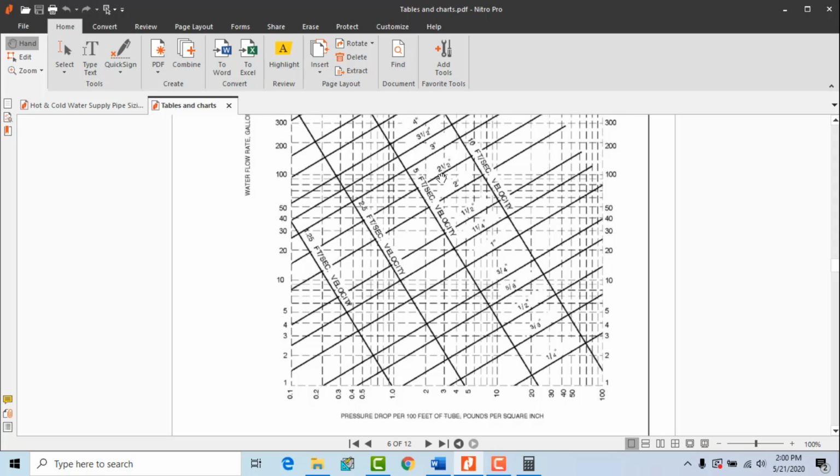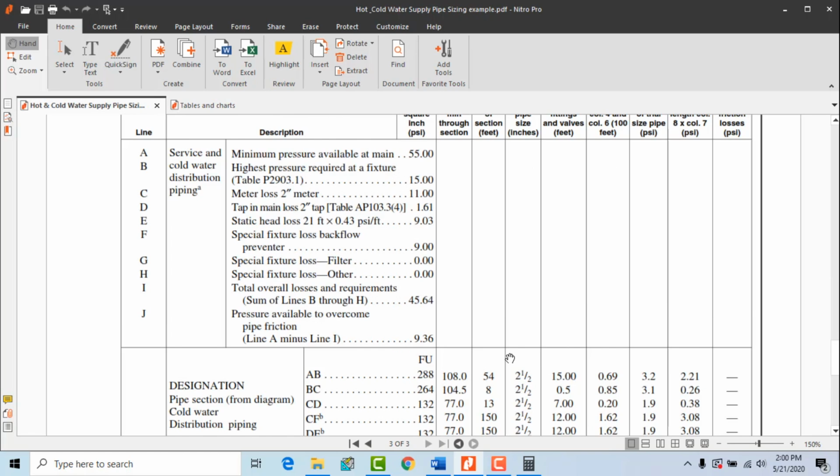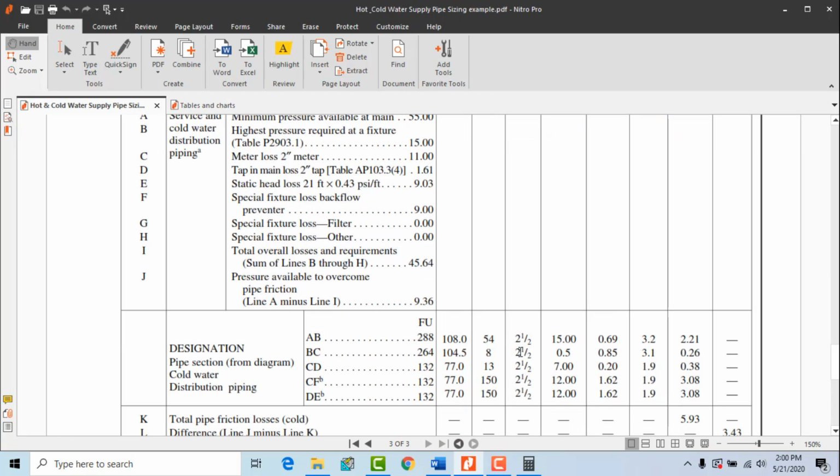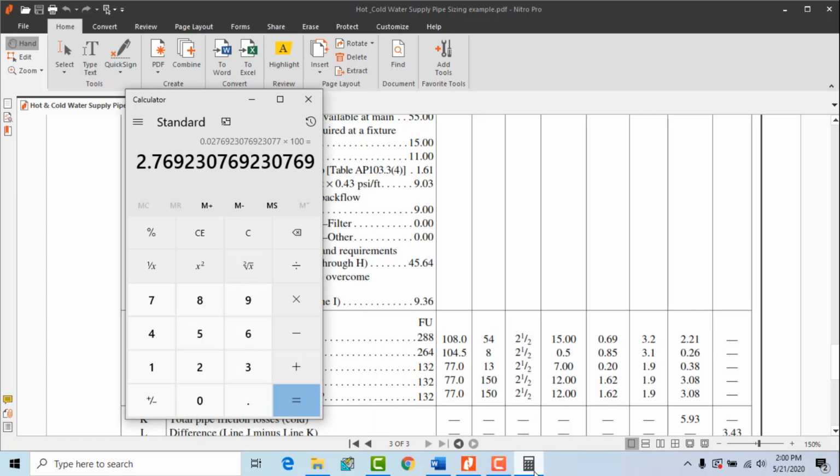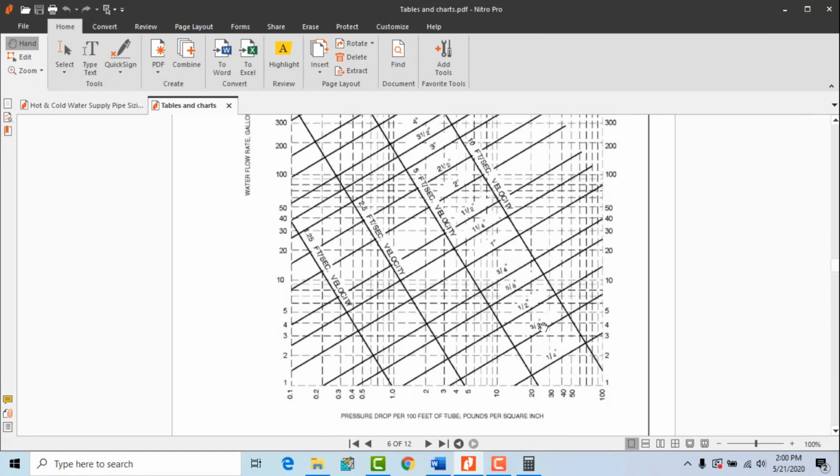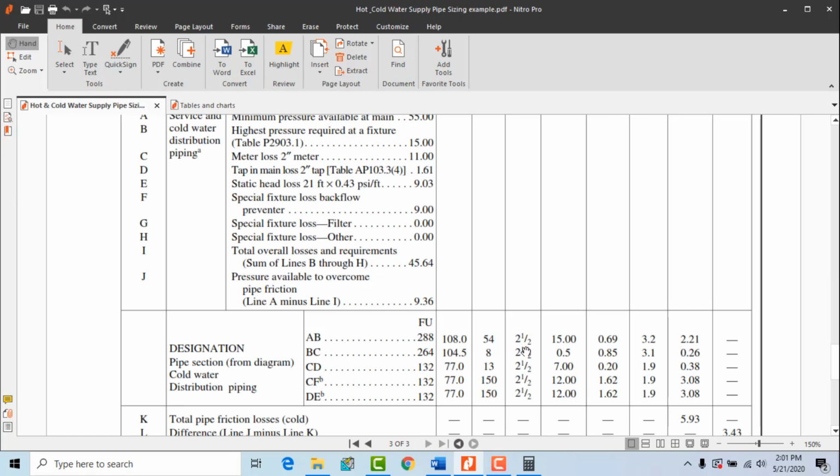So it will be around 2.5 inch pipe size, as you can see over here, for 108 GPM and 2.77 psi. That is why we got 2.5 inch pipe size for the A to B section. Then for the B to C section, we have 104.5 GPM, and the pressure loss is the same, 2.77 psi per 100 feet. So it is almost the same, 2.5 inch pipe size. So we have used 2.5 inch pipe size.